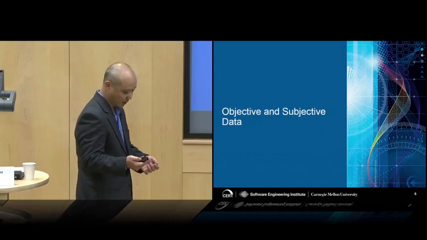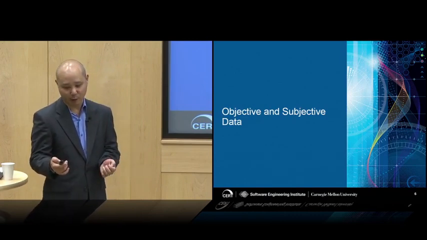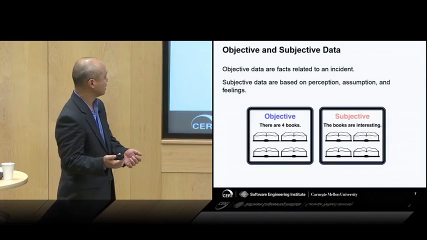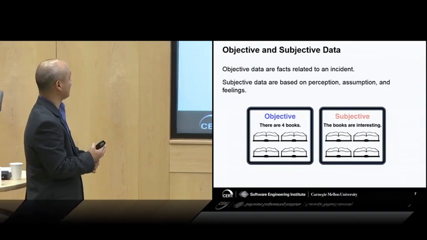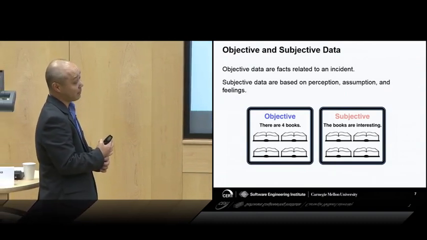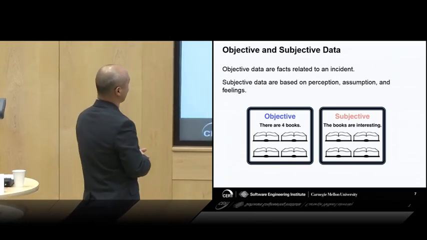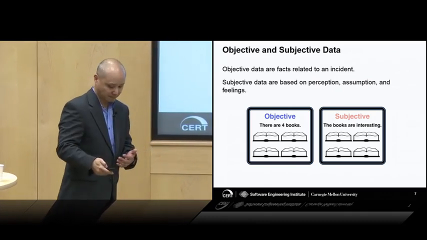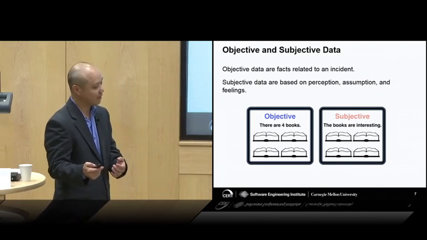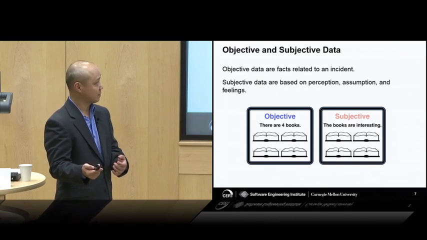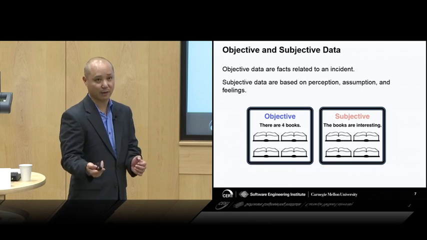Okay, so when you talk about lessons learned and how to approach things, there's something we're calling objective and subjective data, right? We're calling objective data facts and or maybe statistics related to an incident. And subjective data are based on perception, assumptions, and feelings. Kind of a way to gauge things. Some things are just straight up, right? How many hosts were compromised, that sort of thing. And then subjectively, you might have a scale of some sort to deal with.